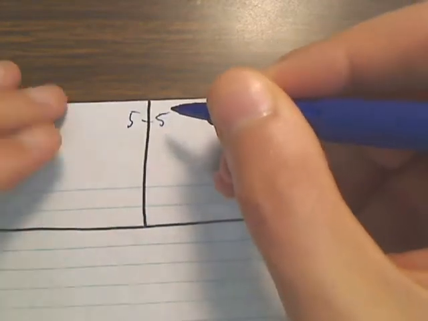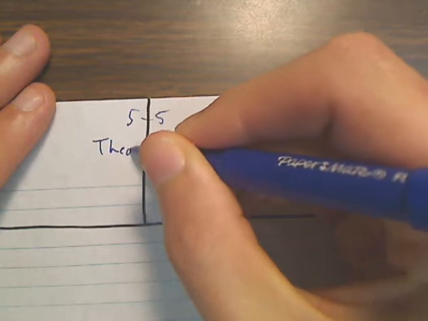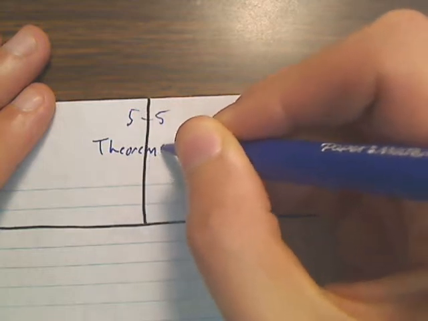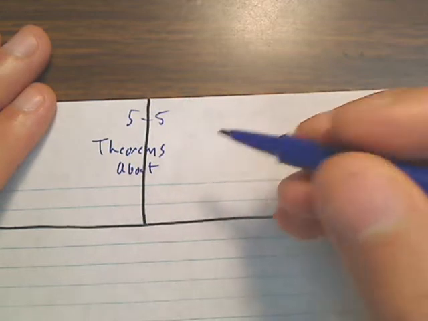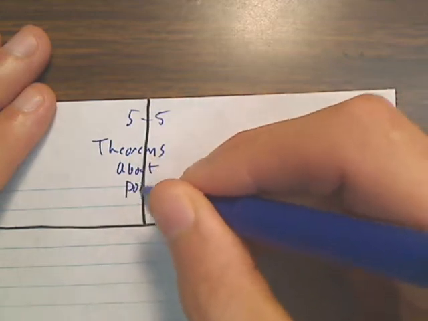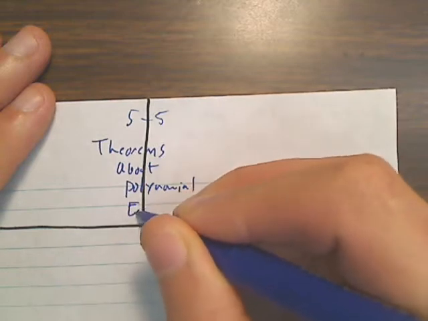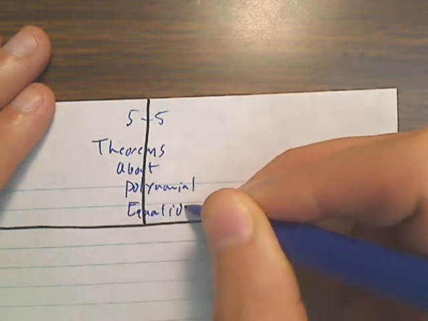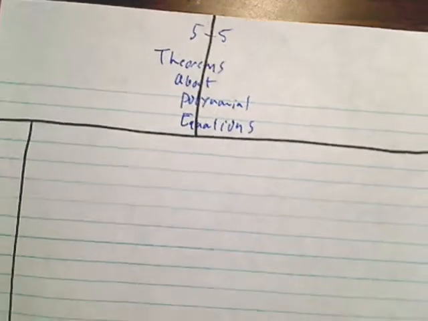So this is section 5.5. And we're going to call it theorems about polynomial equations. Okay, theorems about polynomial equations.